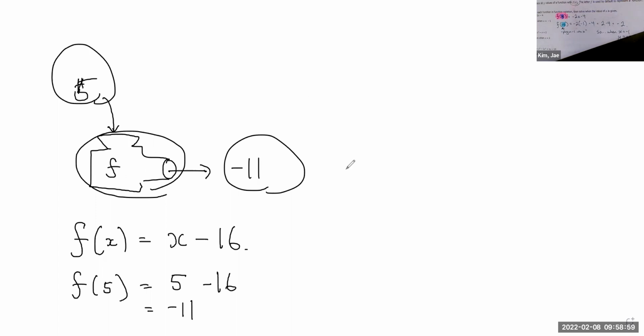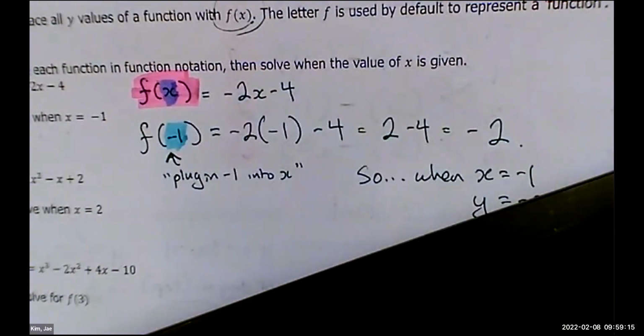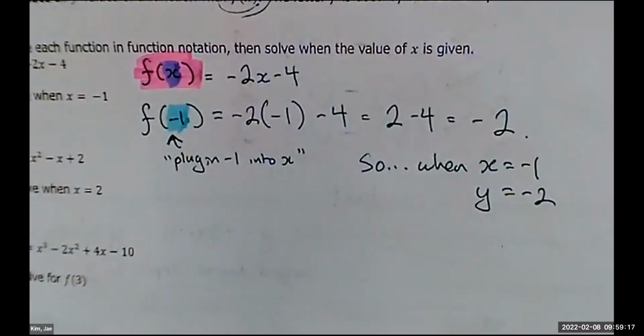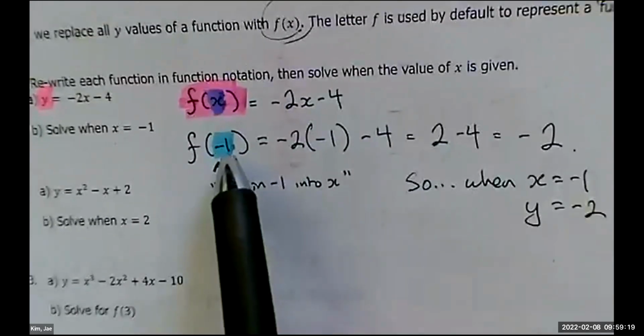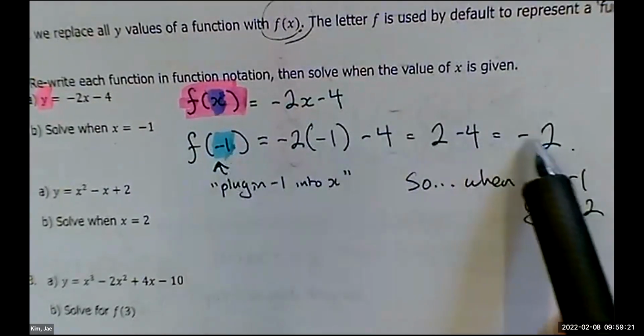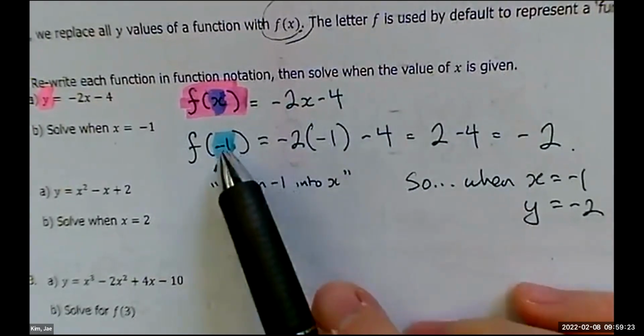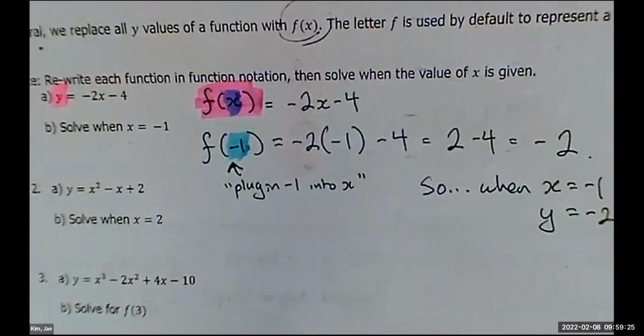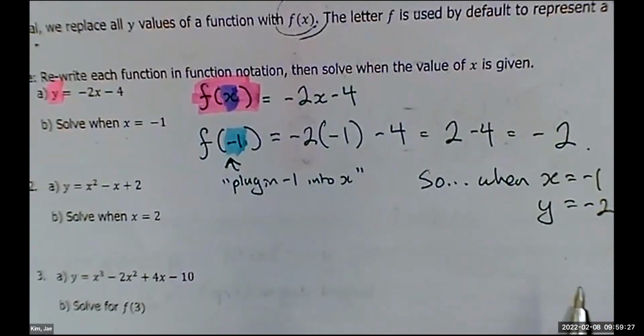Okay. So long story short, you plug in an x value, you will get yourself a y value. It means if x is a 5, its partner is negative 11. That is a point. In the same way here, if x was a negative 1, the y value is a negative 2. If you plug in a negative 1, you'll get a negative 2 out. That's it.